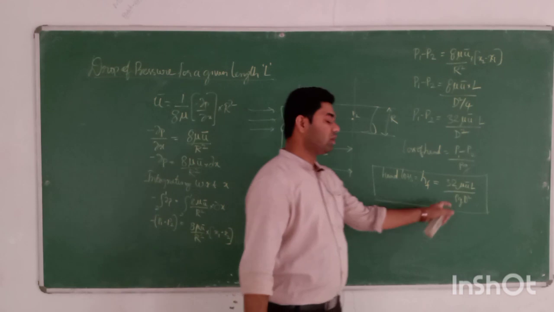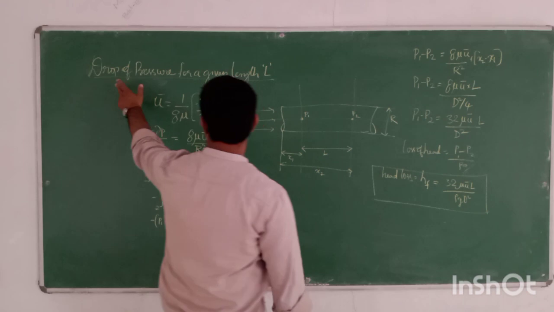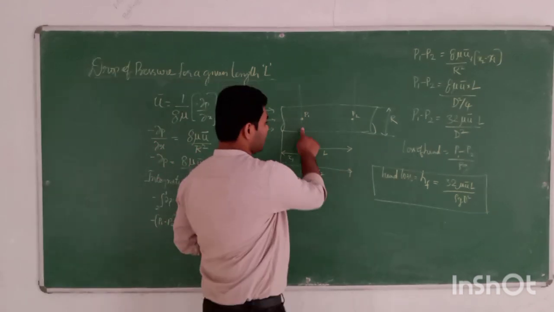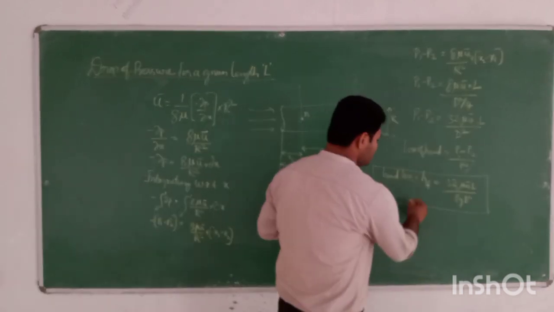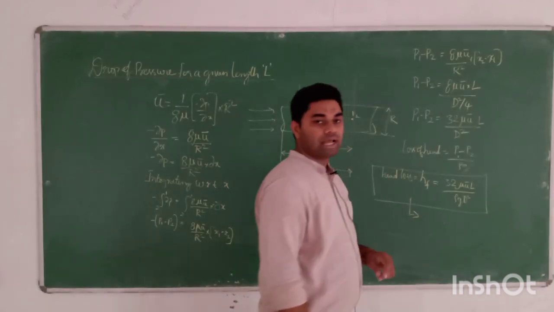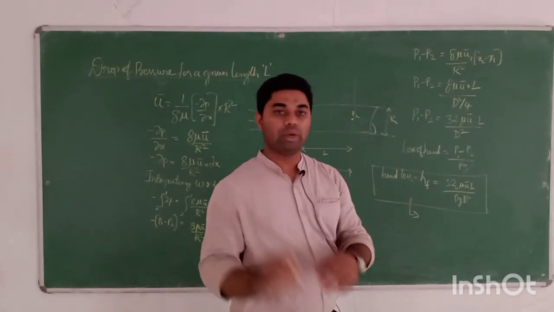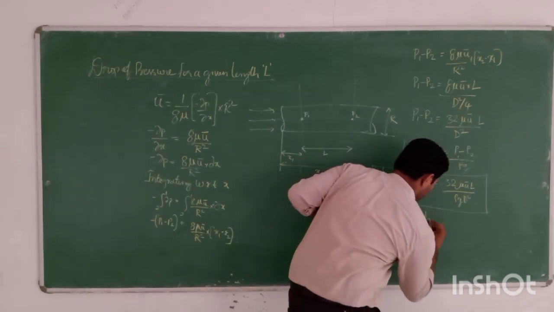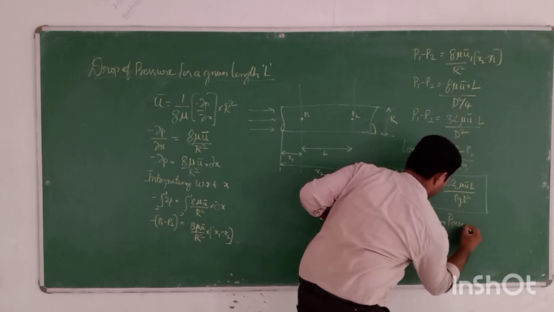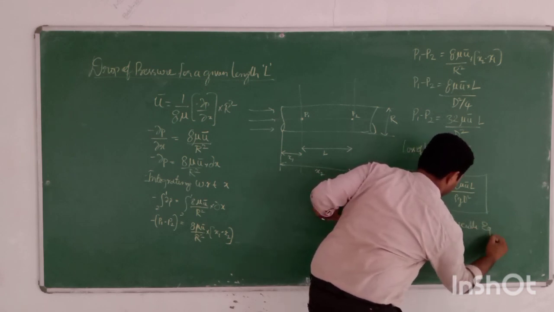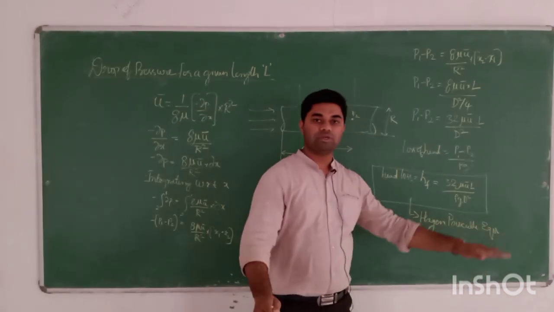This is the formula for head loss, that is, the drop of pressure from this point to this point. How much is the pressure drop? This is the pressure drop. This equation is also known as the Hagen-Poiseuille equation.